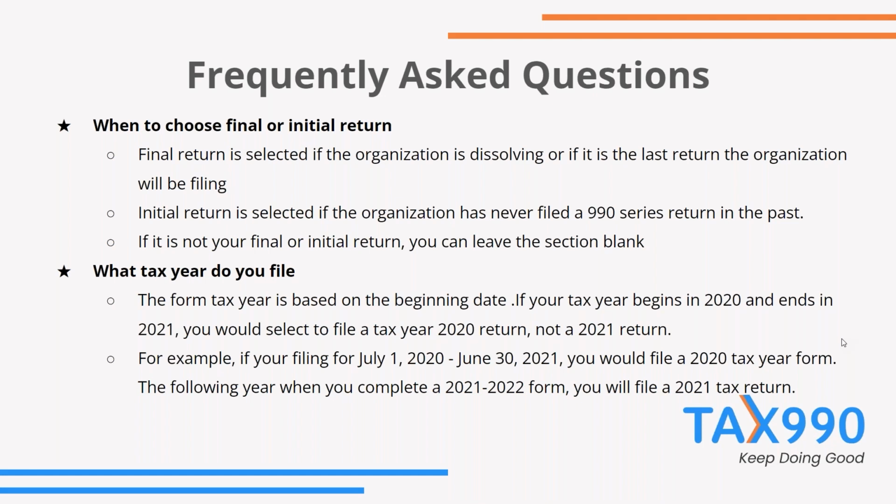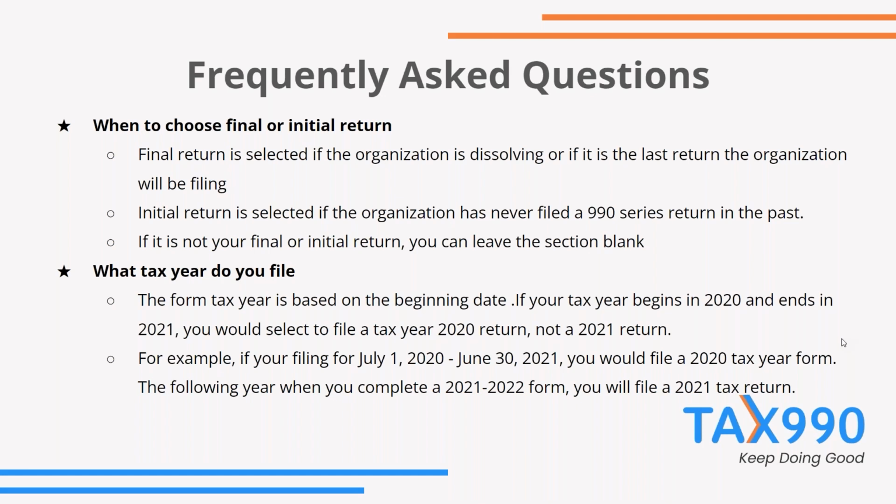What tax year do you file? So for fiscal tax year filers, this can get confusing. The form tax year is based on the beginning date. If your tax year begins in 2021 and ends in 2022, you would select to file a tax year 2021 return, not a 2022 return. For example, if you're filing for July 1st, 2021 through June 30th of 2022, you would file a 2021 tax year form. The following year, when you complete a 2022 through 2023 tax year, you'll file a 2022 tax form.